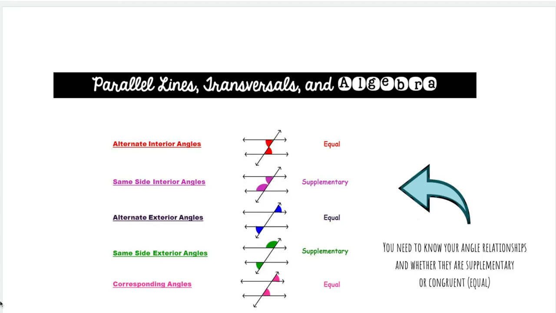Hey guys, so today we're going to be looking at parallel lines cut by a transversal and using algebraic expressions to solve for angle measurements. You need to make sure that you know all of your angle relationships and whether they are supplementary or congruent.